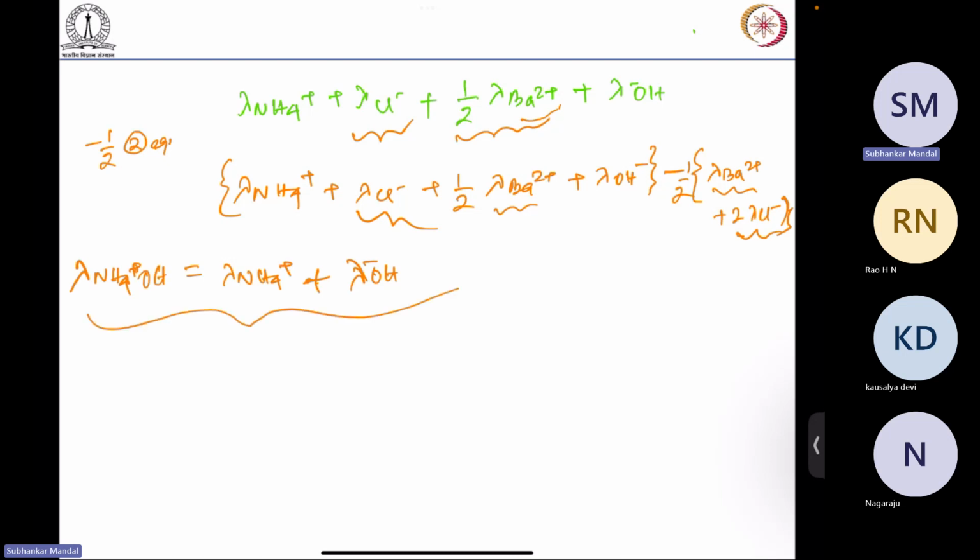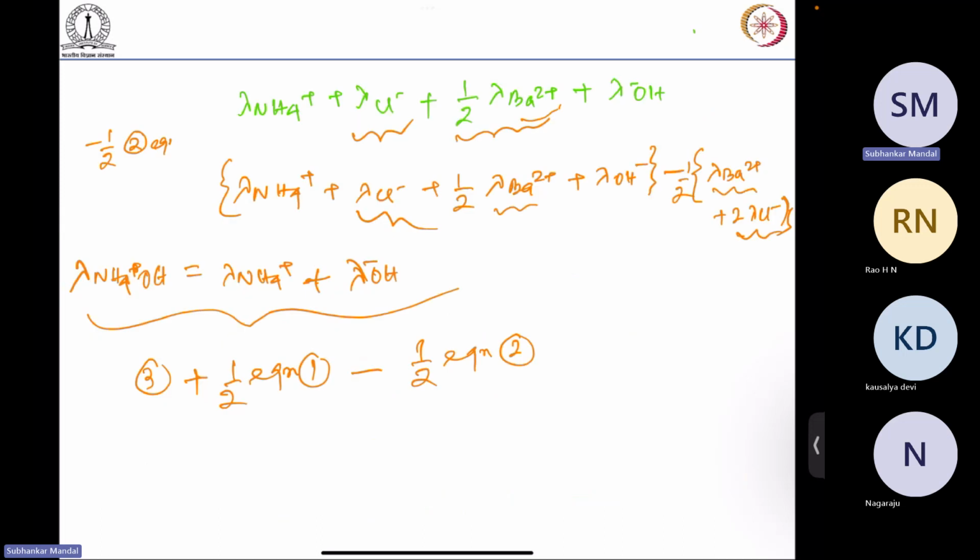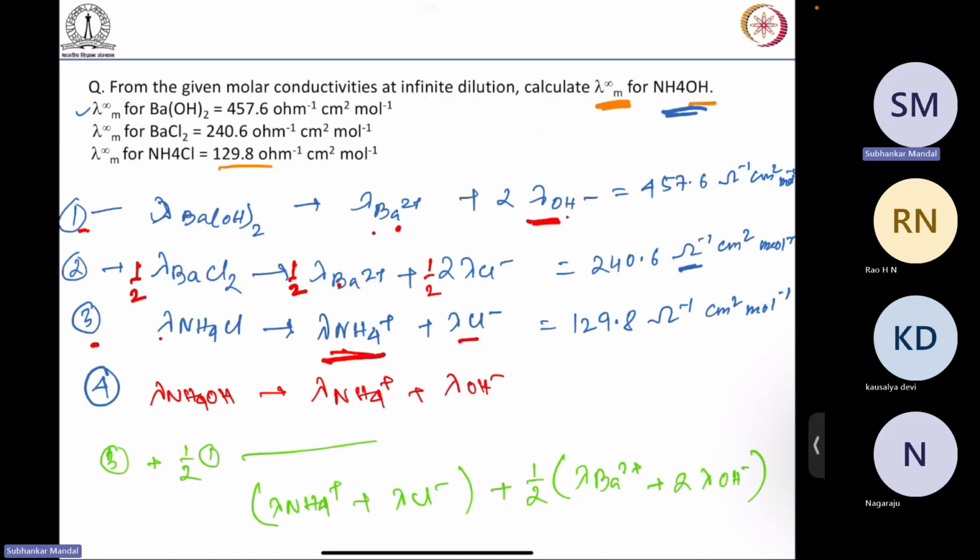So these things we have got, that means whatever we have done, I can now write that equation 3 plus half of equation 1 minus half of equation 2. That is what we have done. So for equations 1, 2, 3, they have given the values, and according to that we have to do it. So equation 3, what is the value?